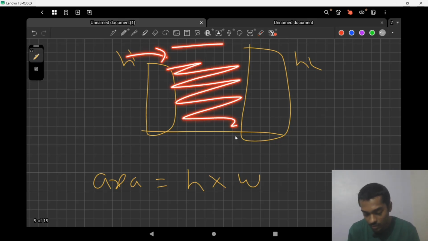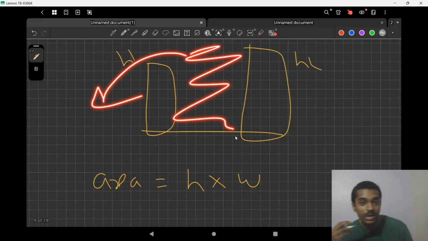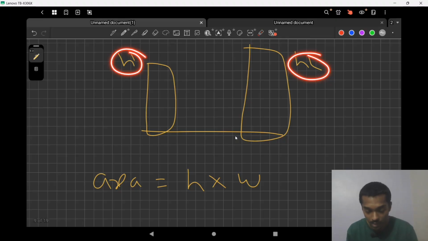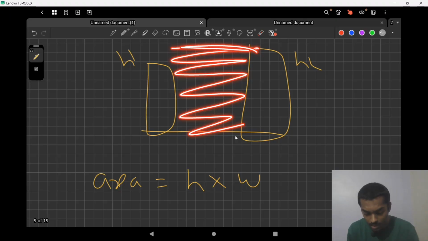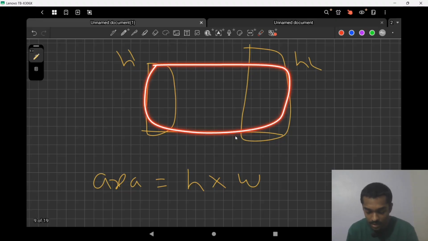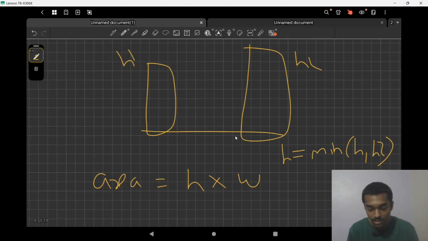If we try to fill the water above height 1, it is going to spill from this end. So we have to take the minimum of h1 and h2. Why? Because if we fill water this much, the water is going to spill from the h1 height. So the height is the minimum of h1 and h2, and the width is this distance.